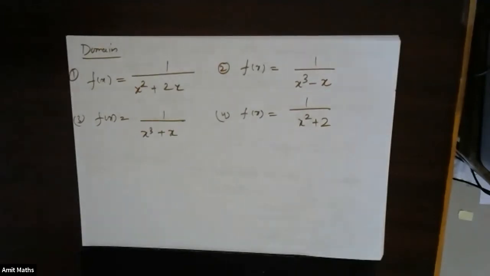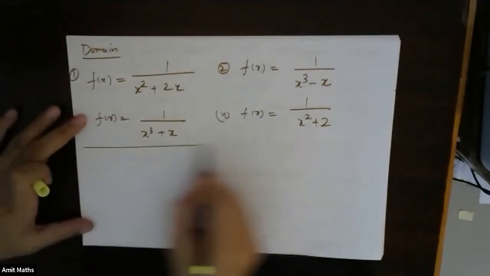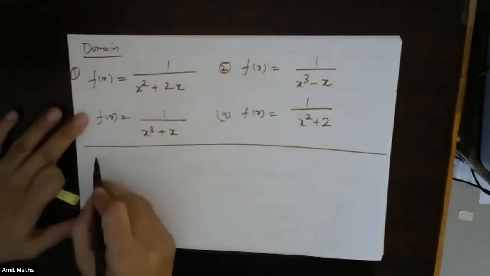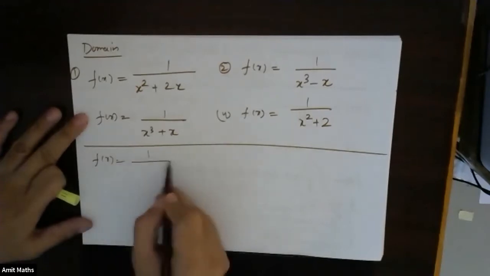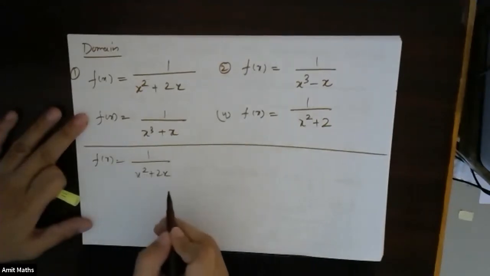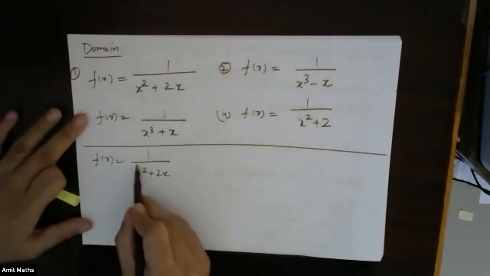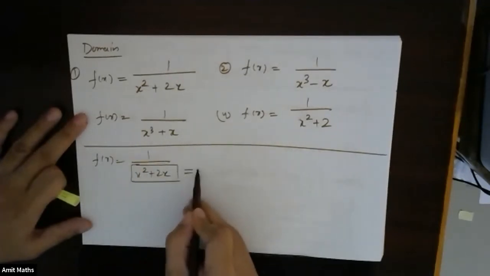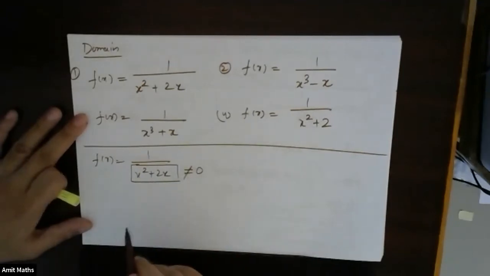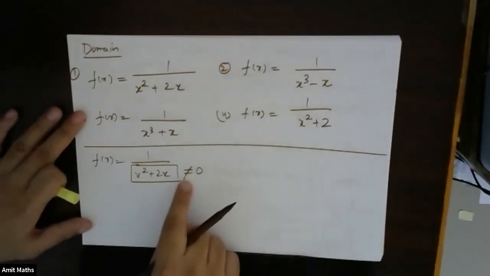Okay, let's first find out the answer for the first question. So f(x) is equal to 1 by x square plus 2x. Now this part can take all the values except when this is equal to 0. This cannot be equal to 0. This can be any value except 0.